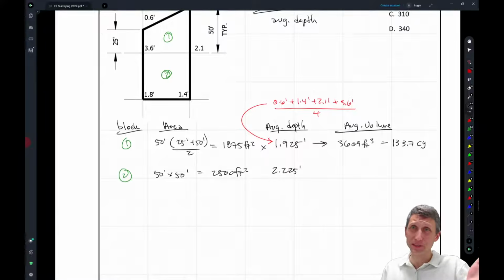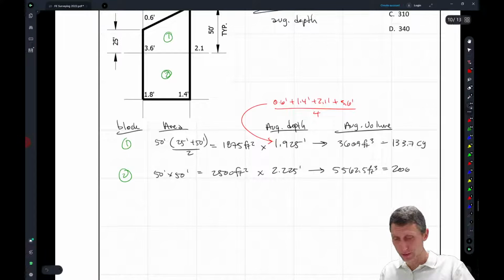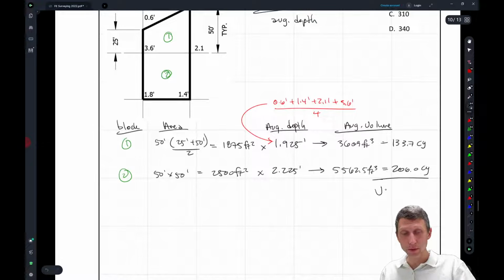And these measurements aren't super precise anyway, so it's going to be plus or minus. But if I do the next one, 2,500 times 2.225, I get like 5562.5 cubic feet, which if I divide that by 27, I get essentially 206.0 cubic yards. Okay, so if I add those up, I get my total volume here of about 340 cubic yards.